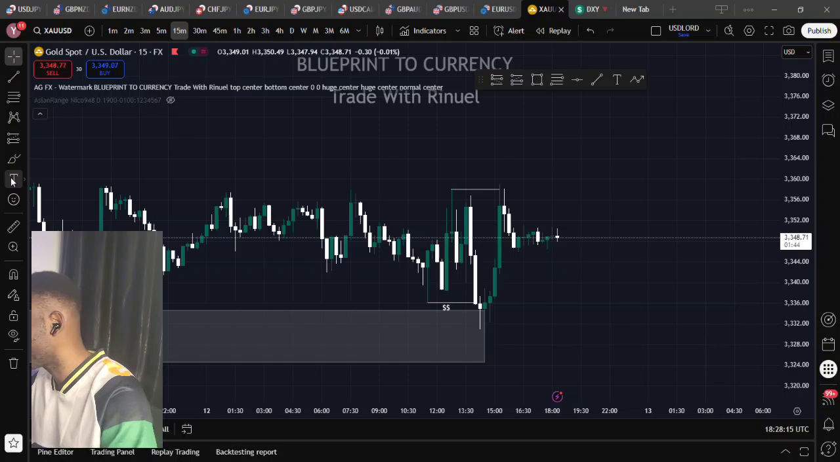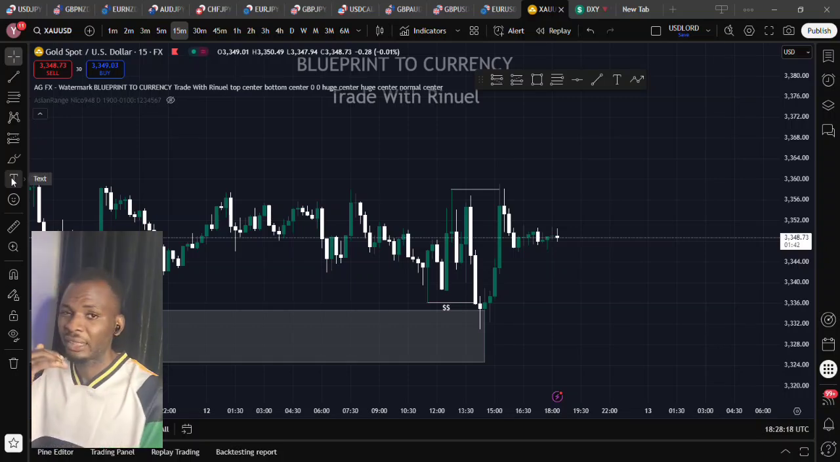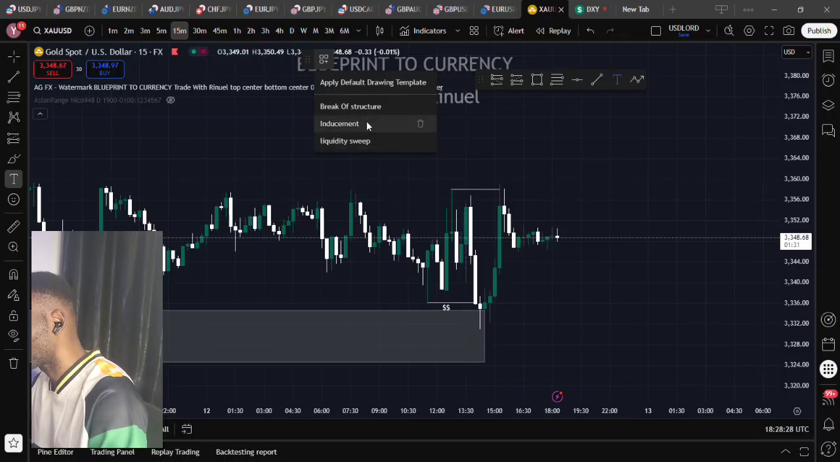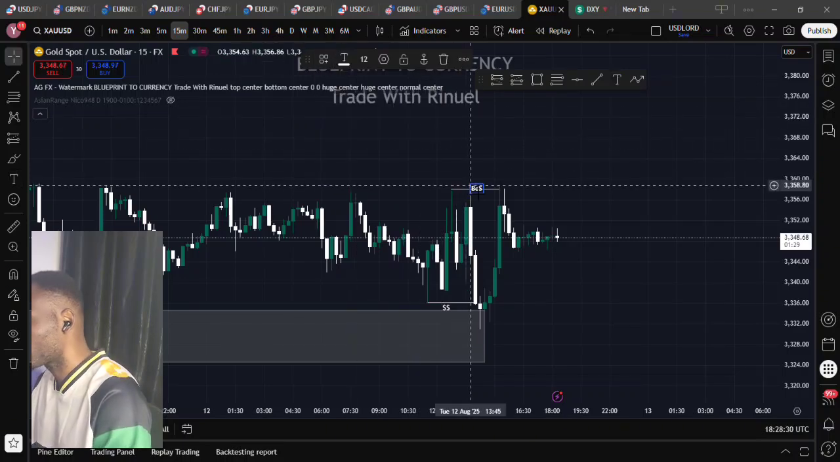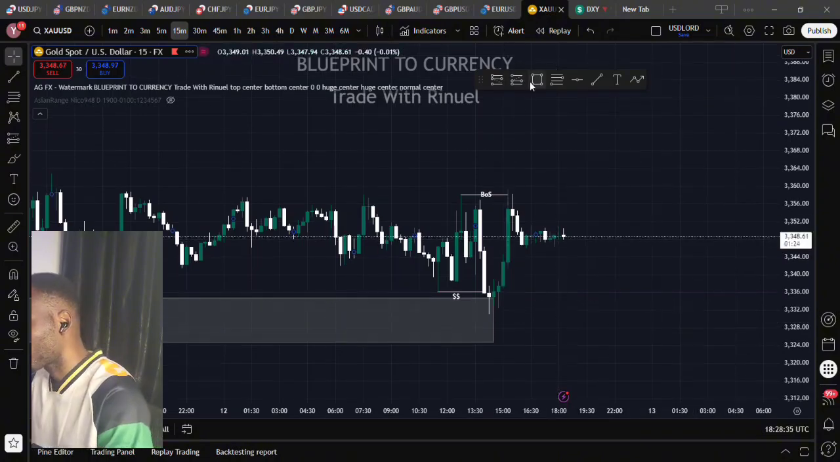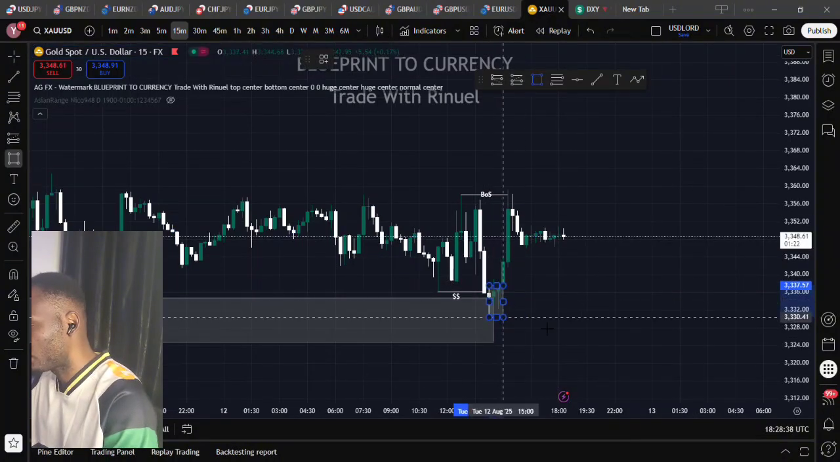At least some of my confluences are still in place, and so far the price had really tapped a higher time frame entry zone. That was why I'm still considering this zone, so making it still valid. So this zone, I'll take it to be my break of structure here. Then I'm going to mark out this other block here.